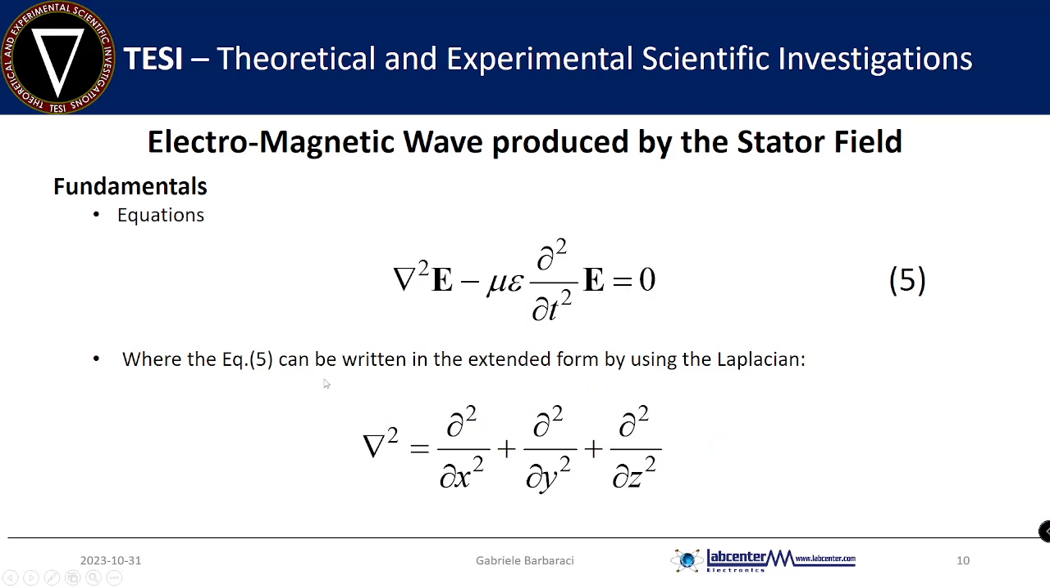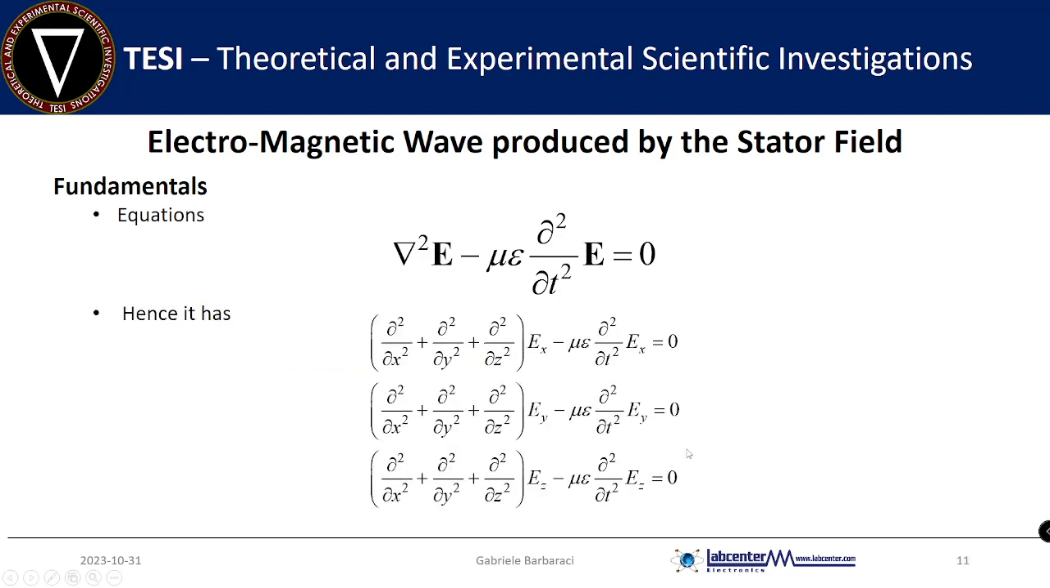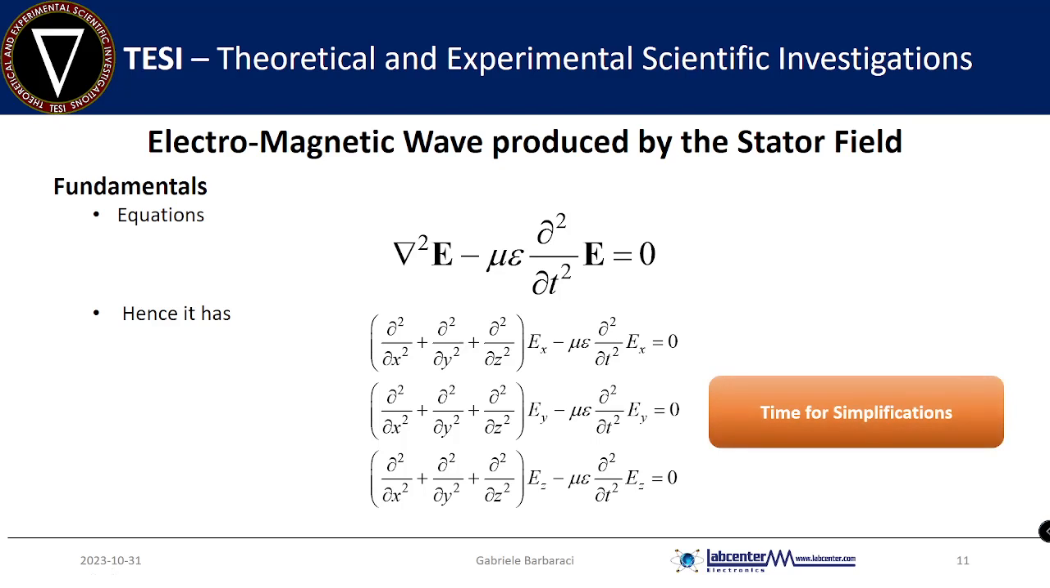The equation 5, obviously, has the Laplacian. The Laplacian is ∂²/∂x² plus ∂²/∂y² plus ∂²/∂z². And if we expand this equation in this form, we basically have three homogeneous differential equations, because we have put 0 here. Now we have to make some simplifications. The simplifications that we have to make can be possible only by performing some magnetohydrodynamic simulations.